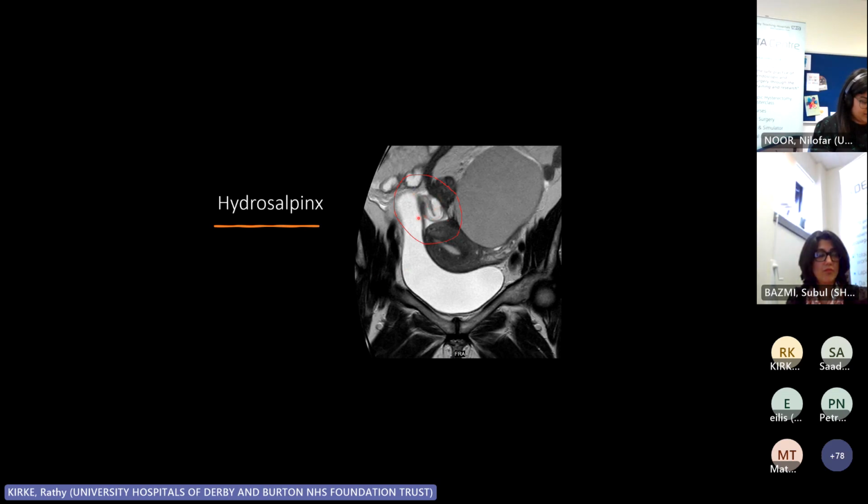Now, I think hydrosalpinx is quite difficult to confirm on ultrasound, because they can be called adnexal cysts, they can be called vessels. We've seen the thing, but on MRI, you see that is a hydrosalpinx. There's nothing else it can be. You can see blood in it, and it's a hematosalpinx. You can see it around the broad ligaments. The anatomy is all there for you to look at.